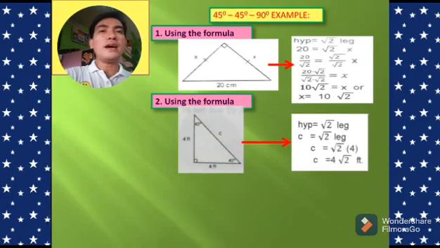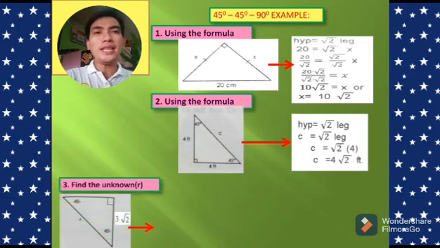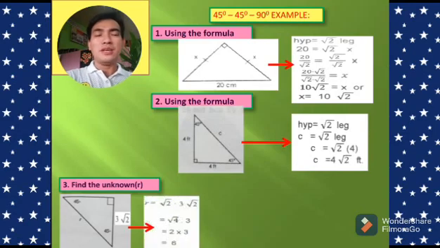Okay, so let's have now number 3. Find the unknown r. Our leg is 3 square root of 2 and the unknown r is our hypotenuse. So let's find it out. Using the formula, r, or the hypotenuse, is equal to the square root of 2 times the leg. By substitution, substitute the leg, which is 3 square root of 2. Multiplying the square root of 2 and square root of 2, you would have square root of 4.